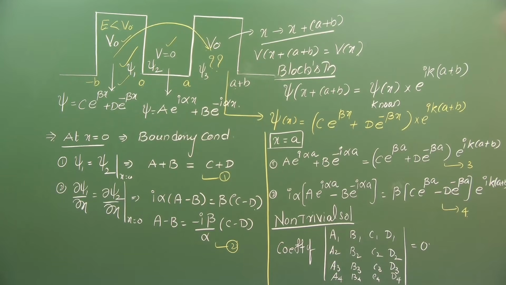So for a non-trivial solution, the determinant of the coefficients must be equal to 0. Why the confusion? There are 4 equations and 4 coefficients, so it is a 4 by 4 determinant.